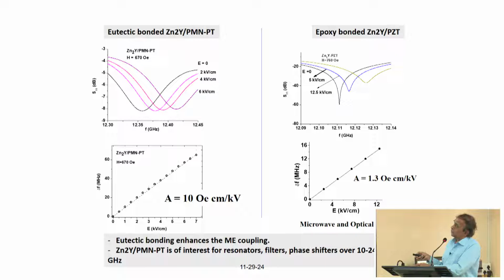So, this is electric bonding of zinc to PMN-PT. It shows the tuning of the ferromagnetic resonance under an electric field from 0 to 8 kilovolts per centimeter. The converse magnetoelectric coefficient for this system is 10 times higher than what we saw for EEG. It is close to 10 Oersted centimeter per kilovolt.